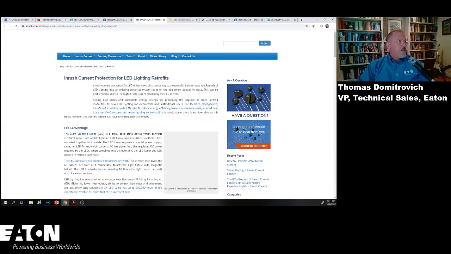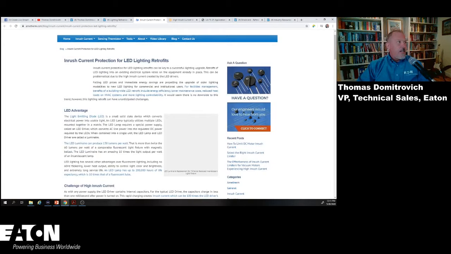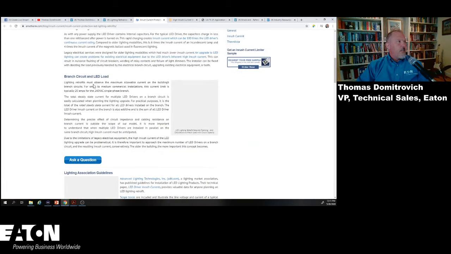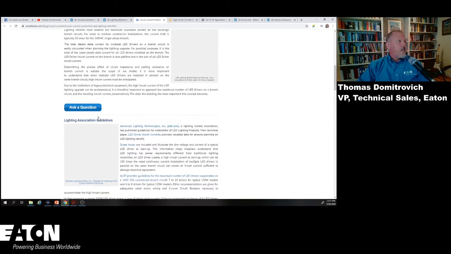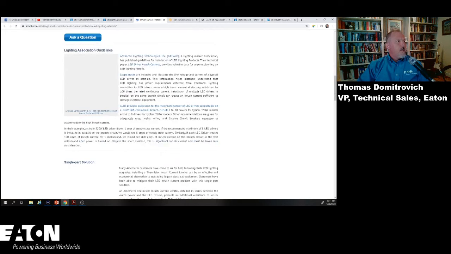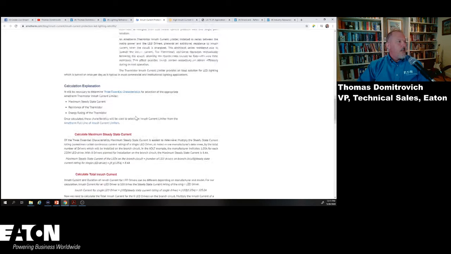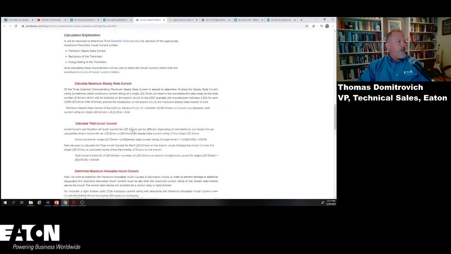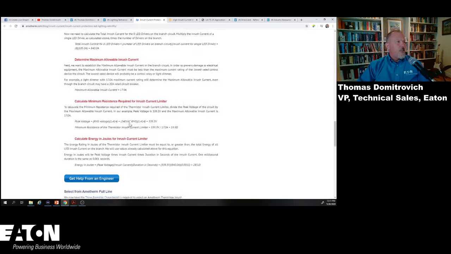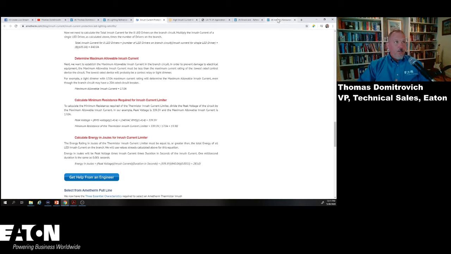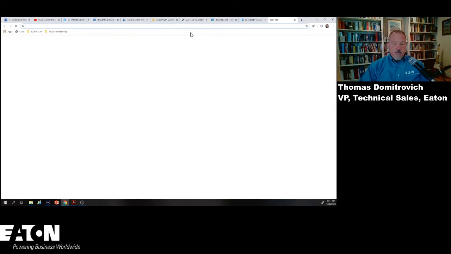let me just take a look at this last one. Inrush current protection for LED lighting circuits, branch circuits and LED lighting, LED driver current, determining the precise effect of circuit impedance and cabling impedance, calculations, steady state current, calculating total inrush current, maximum for inrush current for limiters. Now, if you think about, let me just do this.